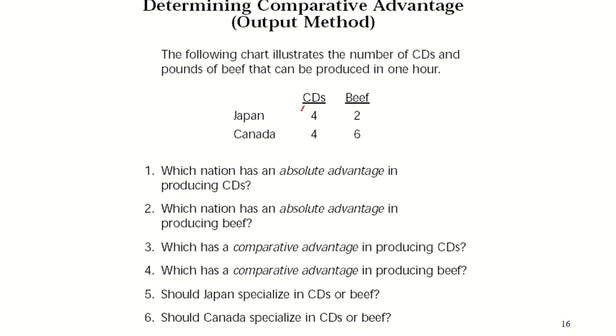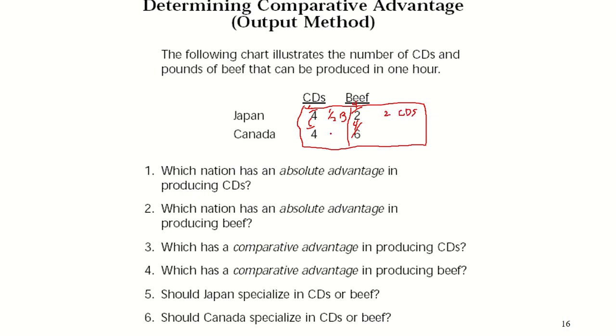So we're going to look at our per unit, and we're going to put the other over. So we're going to have our 2 here, we're going to have our 6 here, and we're going to do our 4, and we're going to do our 4. So we know that 1 CD is going to cost us 2 over 4, which is 1/2 beef. And 1 beef is going to cost us 2 CDs.